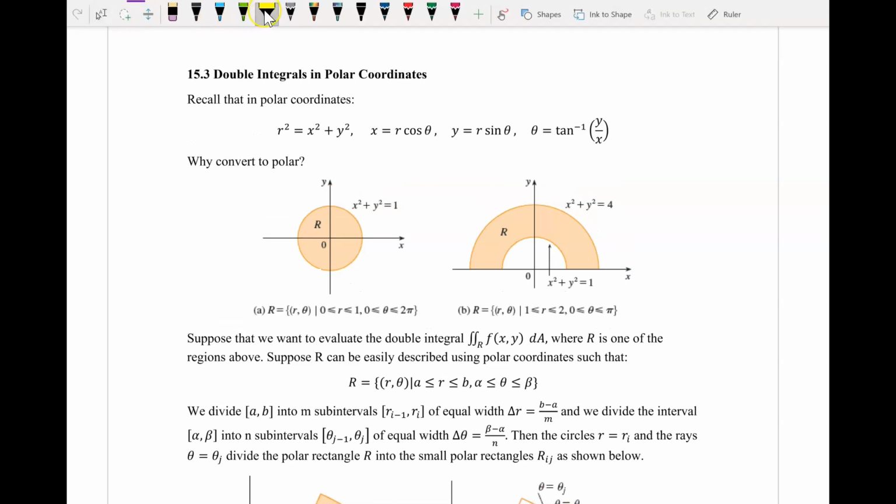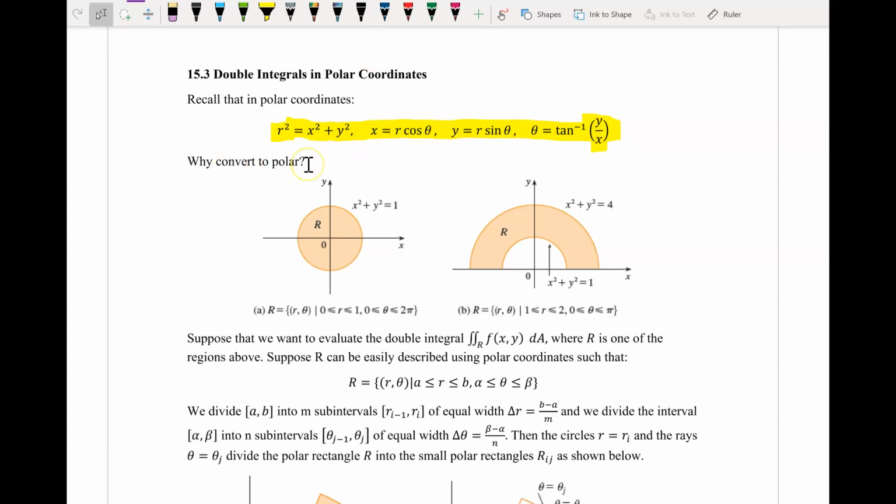So for one, here are the formulas for the polar coordinates. We have r squared equals x squared plus y squared, x equals r cosine theta, y equals r sine theta, and theta equals tangent inverse of y over x. This is how we were able to convert from polar back to rectangular units.